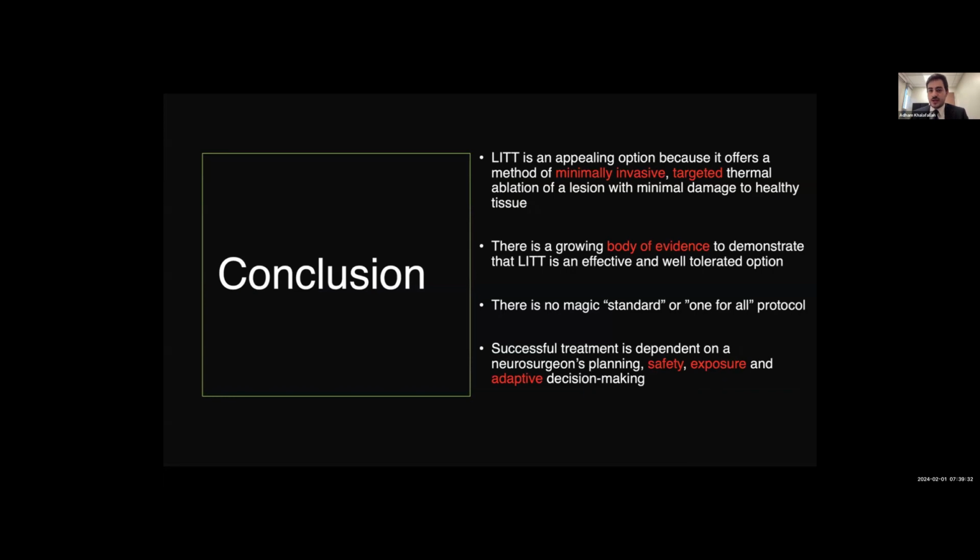So in conclusion, LITT is an appealing option. It's minimally invasive. There's a growing body of evidence now to demonstrate that LITT is effective and well tolerated. There's no one standard protocol. I've seen different attendings, even at our university, perform different protocols, different ways of performing their LITTs. But based on what I've experienced so far being a resident here, I think the successful treatment of LITT patients depends on the neurosurgeon's planning, the safety, the exposure, and adaptive decision making with the different cases.